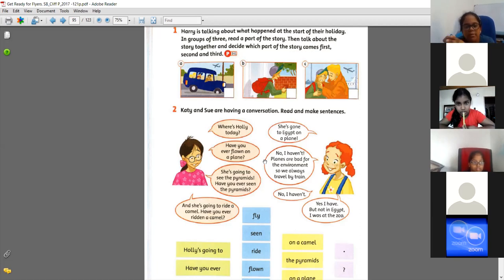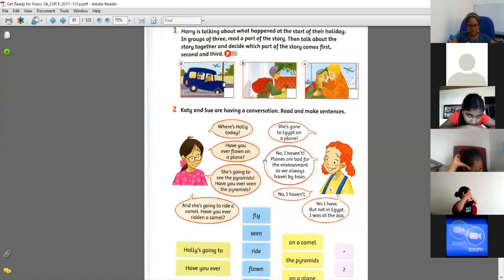Anybody else? Others? Can I tell? Yes, start. When Harry and her family were going, the tire of the car was losing air. They had to walk on foot to the airport. When they got to the airport, Harry accidentally hurt his neck and went to see his mother. Okay, that's fine.